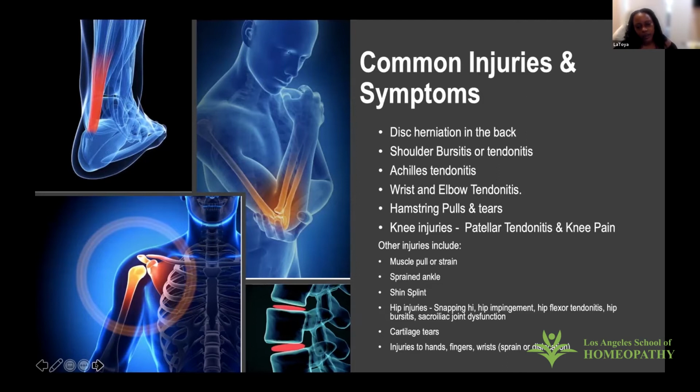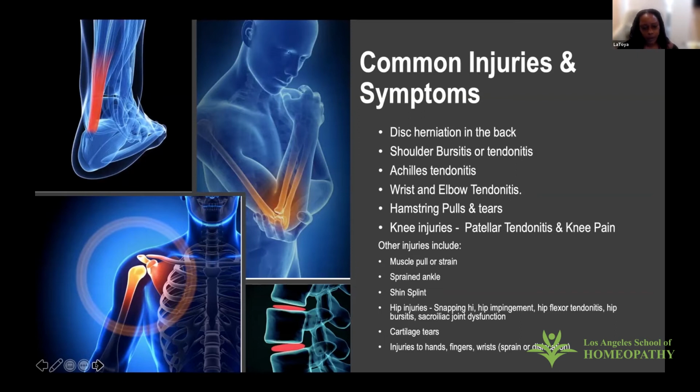So for wrist and elbow tendonitis, I don't know if you see these patients, like tennis elbow sometimes. This one is usually a chronic injury from overuse or overgripping. They can have pain on the outside of the elbow when they try to straighten or pull their elbow.